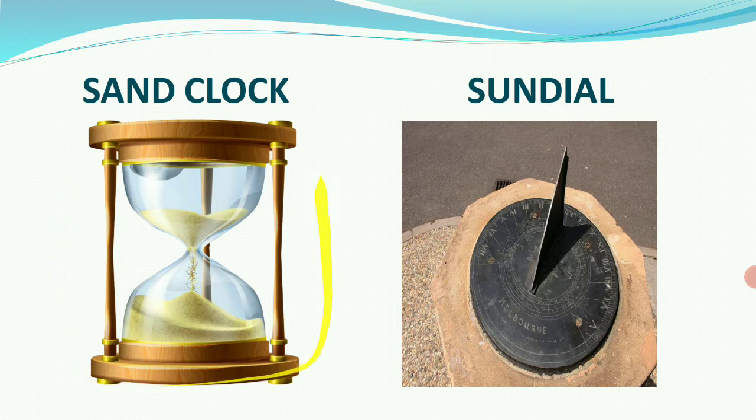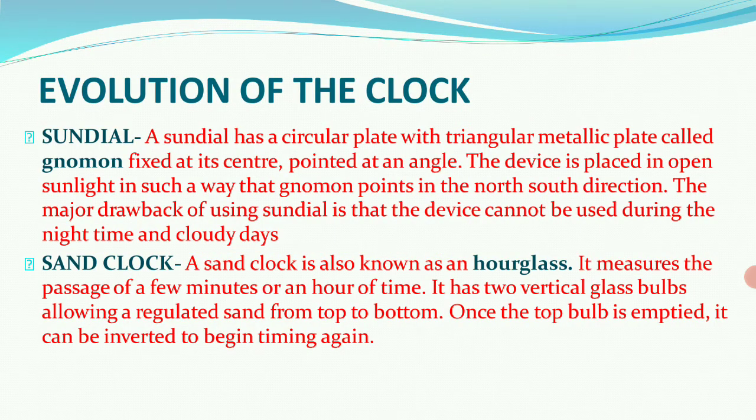And this is the sand clock. You may know about the sand clock. The second invention was the sand clock. Sand clock is known as an hourglass. It measures the passage of a few minutes or an hour of time. It has two vertical glass bulbs allowing a regulated flow of sand from top to bottom. Once the top bulb is emptied, it can be inverted to begin the time again. So a sand clock measures only a few minutes or 1 hour or 2 hours of time.